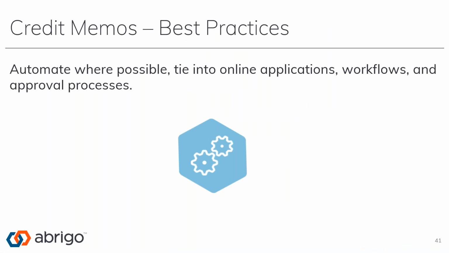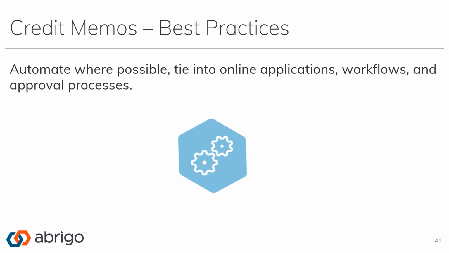Automate where possible, tie into online application workflows and approval processes. Especially in today's environment, if you can get documents electronically, you can tie it into the app and you have an automated workflow. It's awesome if your credit memos are part of that, and people can see you're consistently using the same ratios from credit presentation to credit presentation. And even that approval process, whether it's internal or external.